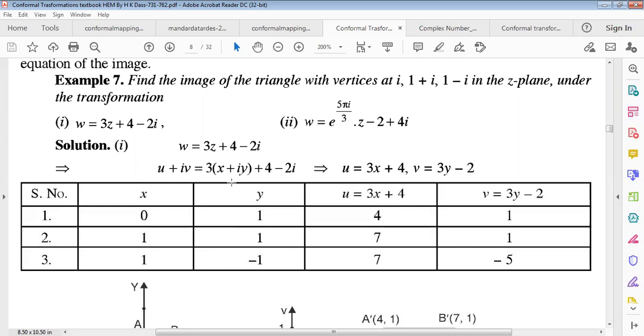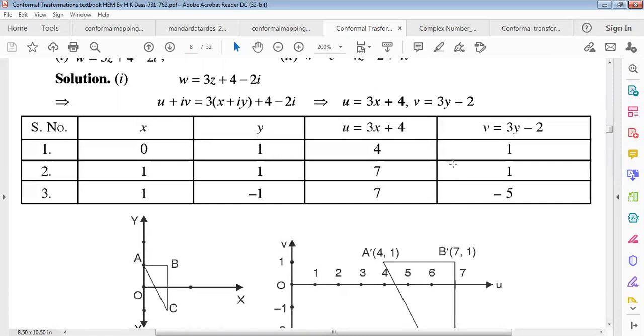Putting x equals 0, we get u equals 4, and putting y equals 1, we get v equals 1. Now putting x equals 1, u equals 7, and putting y equals 1 in v, we get v equals 1. Again, if x equals 1, then u equals 3 into 1 plus 4, that means 7. If y equals minus 1, then v equals minus 3 minus 2, that means minus 5. Now we can plot these values of x, y for the z plane and u, v for the w plane.